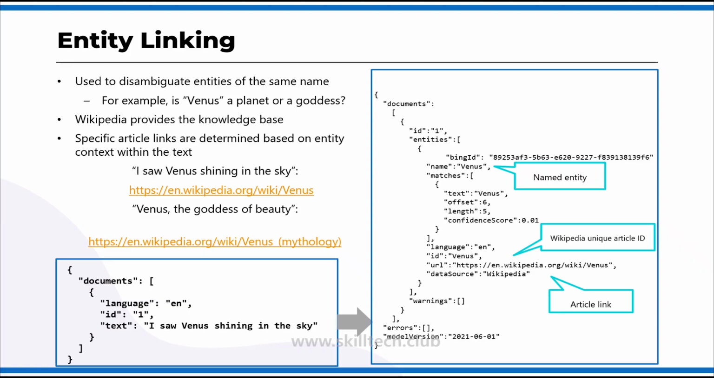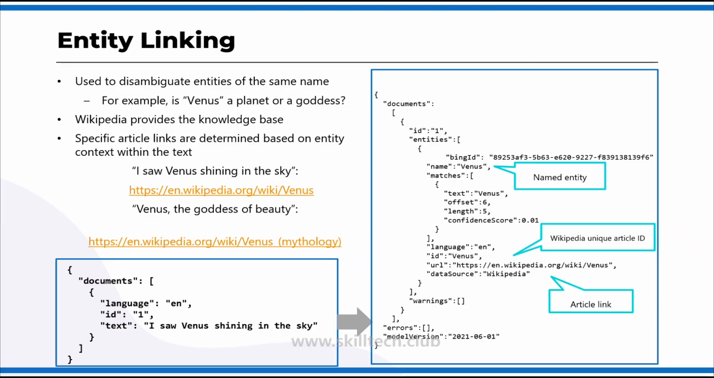For example, we have a word Venus. Now, Venus is a word for a planet, and it can also be a word used for a goddess. When we are using this word, which is the correct meaning? To understand that, we need to use entity linking, which is going to show you a Wikipedia link associated with that particular entity.